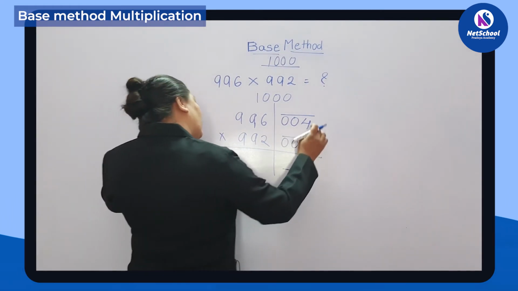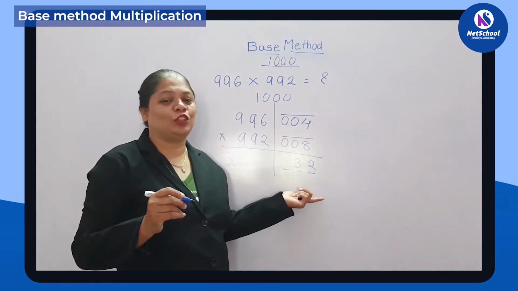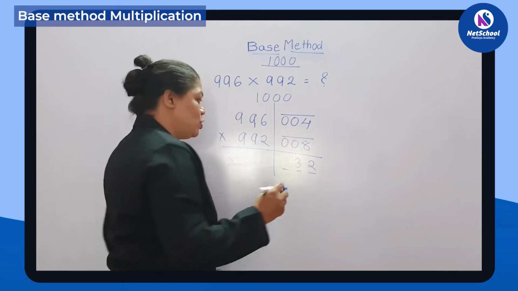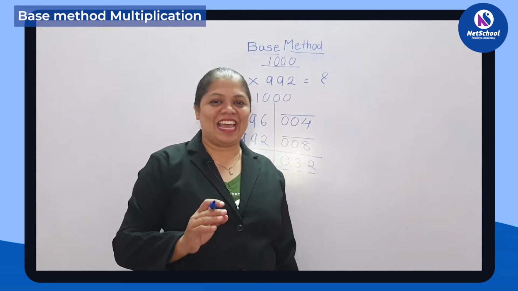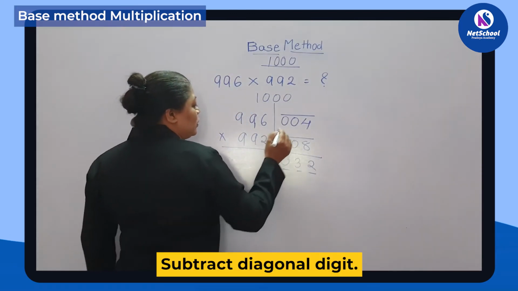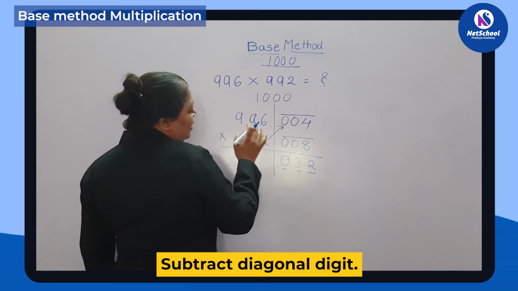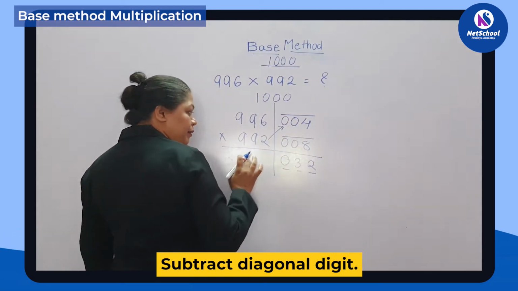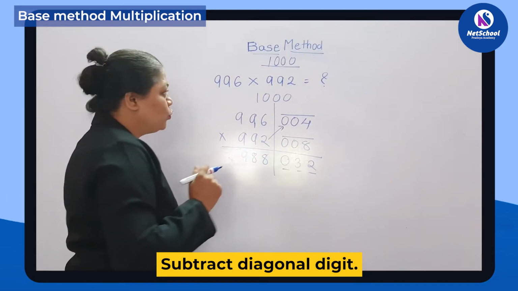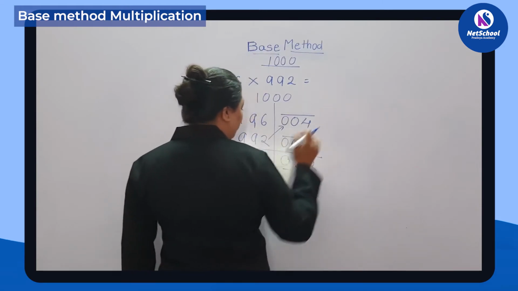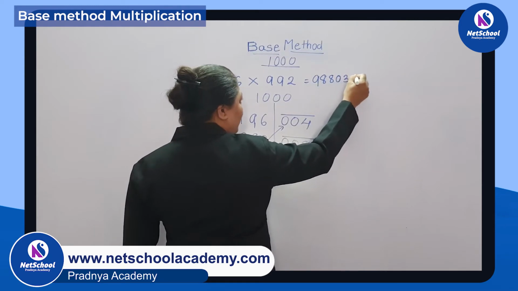Now 8 4s are 32. Are these 3 digits? No, this is a 2-digit number. So to make it 3-digit, we will put a 0 here. Now the simple 992 minus 4, or you may do 996 minus 8. The answer comes 988. So here the answer for multiplication will be 988032.